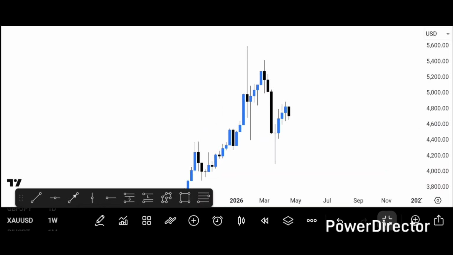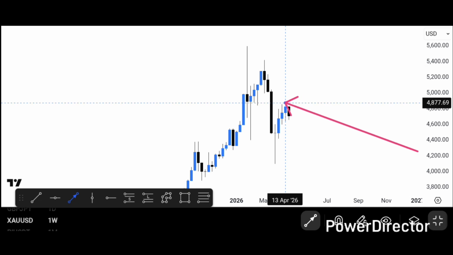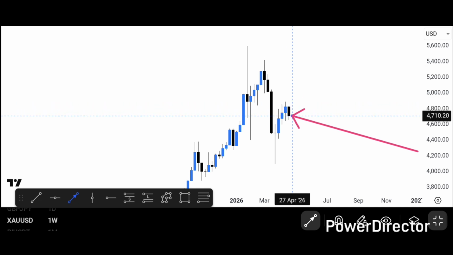Now on gold, on the weekly time frame, you see that we are still maintaining this higher low here, a potential higher low here. We're still maintaining it. We push all the way up to this zone, and we retrace down to this zone.